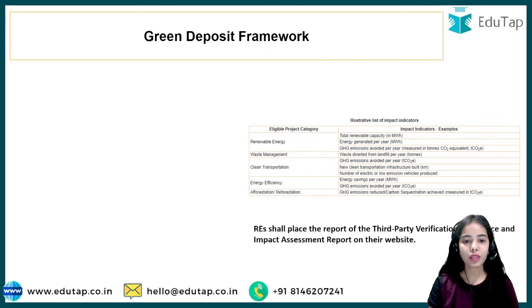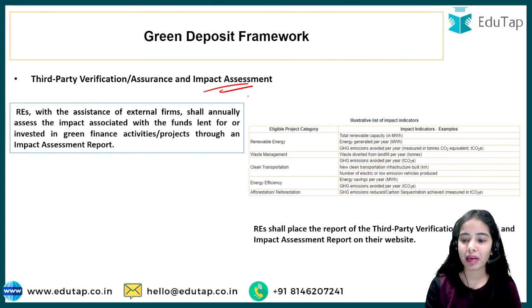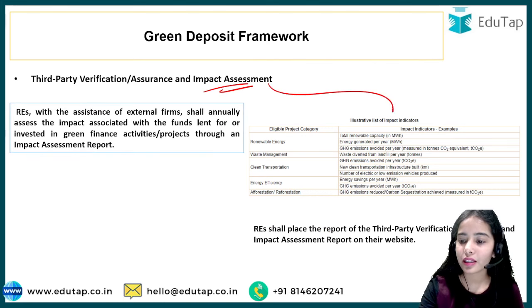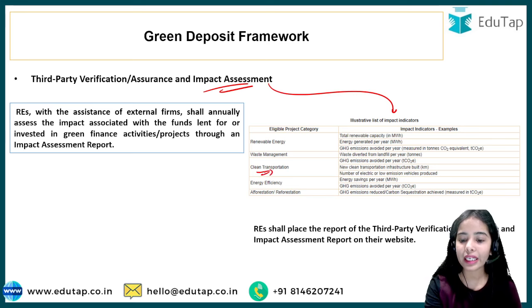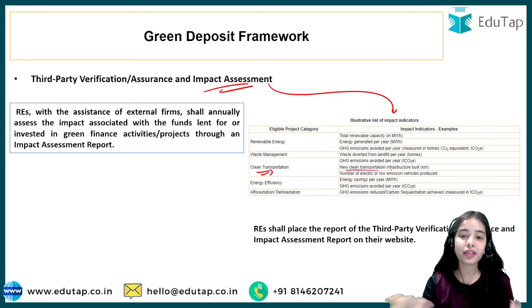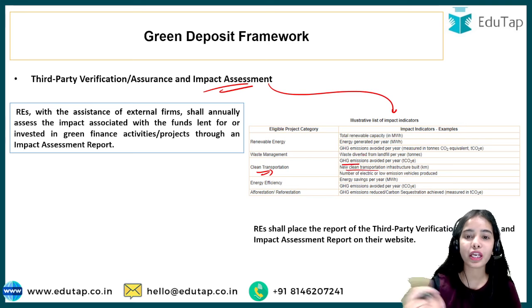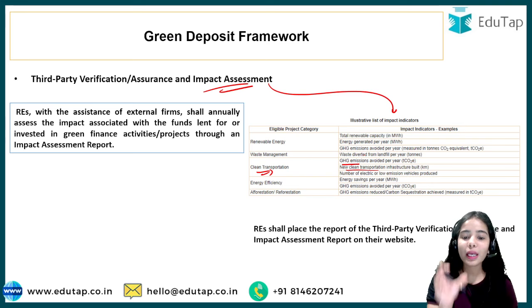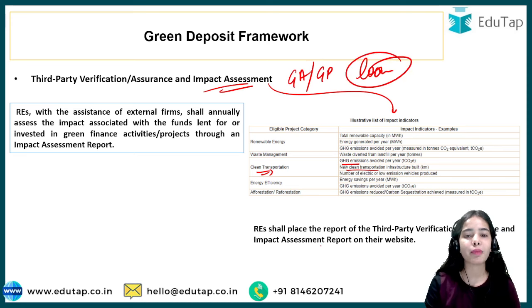Okay. So now coming to the impact assessment. So the impact assessment has also been made. Impact assessment means that there are the impact indicators, that how much of the renewable energy is being created, how much waste management is happening, how the new clean transportation infrastructure is being built, or how much of the greenhouse gas emissions is being avoided through this project. So the impact assessment has to be done of the green activities or the green projects for which the loan is being disbursed by the banks or the NBFCs.